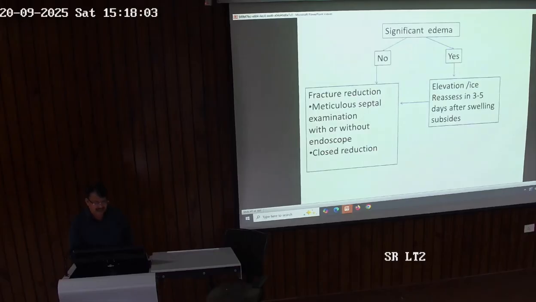If there is significant edema, then fracture reduction, meticulous septal examination with or without endoscope, and closed reduction are done.